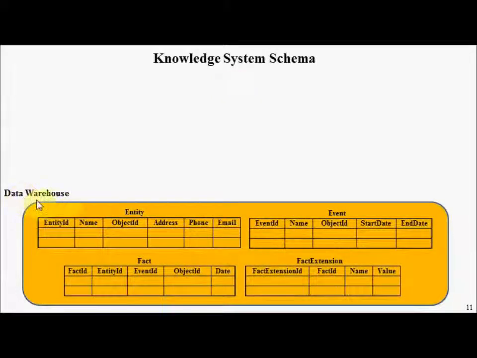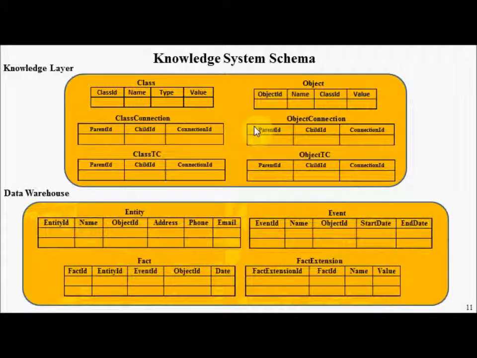Given the transformations I just described, let's now look at a knowledge system schema that pulls it all together. For our data warehouse, I'm proposing 4 tables. Here's our fact table, and it's a pivoted fact table. We have 1 row for each dimension, and our dimensions really are pointers to ontology nodes. Every fact record has a context of an event, so we have an event ID, in the context of an entity, so we have an entity ID. And we have a fact extension table. Think of this as a star schema snowflake kind of model.